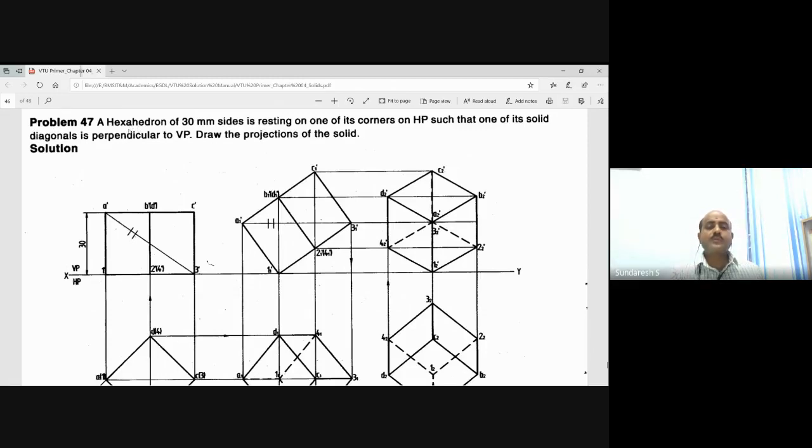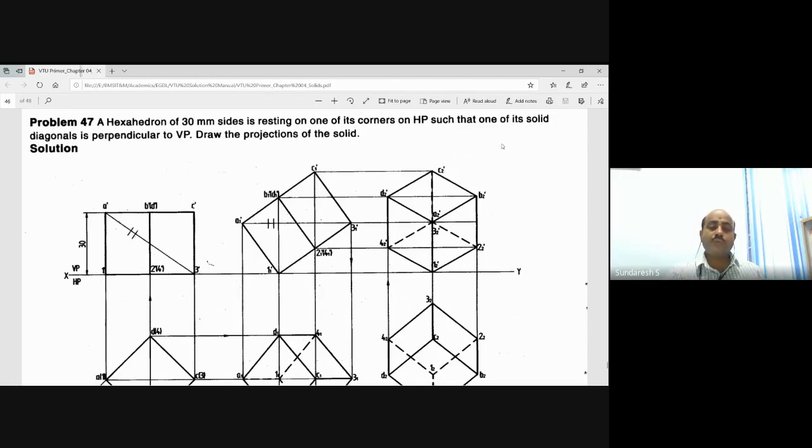So the two important terms are hexahedron and solid diagonals. I told you hexahedron is nothing but a cube. Now comes the solid diagonal. What do you mean by solid diagonal? See, a solid diagonal in a cube is the line which joins the topmost corner to the bottommost, the opposite corner in a cube. So that corresponds to the solid diagonal. You will have 4 solid diagonals in a cube, right?